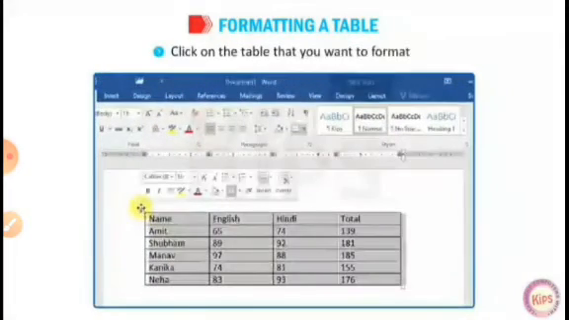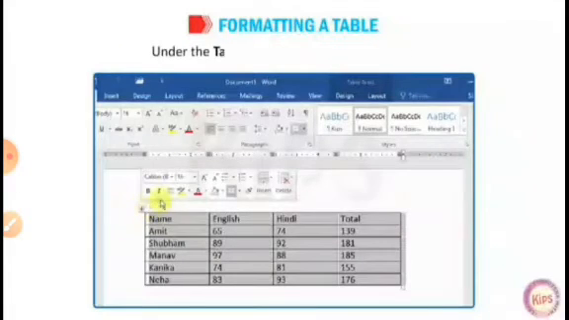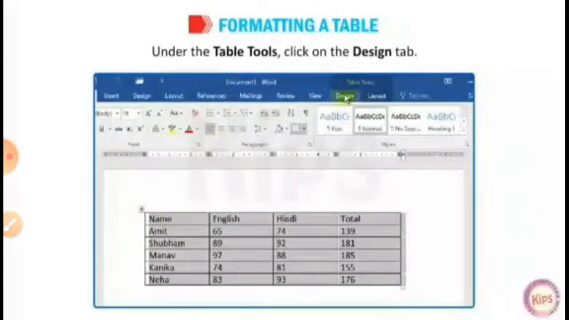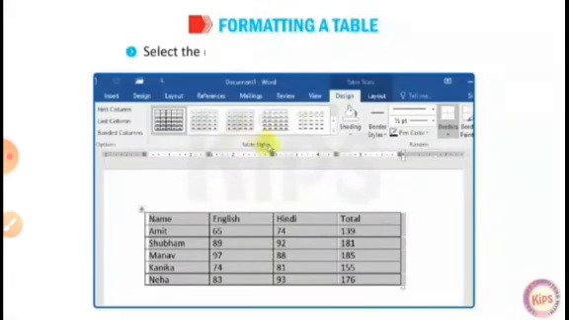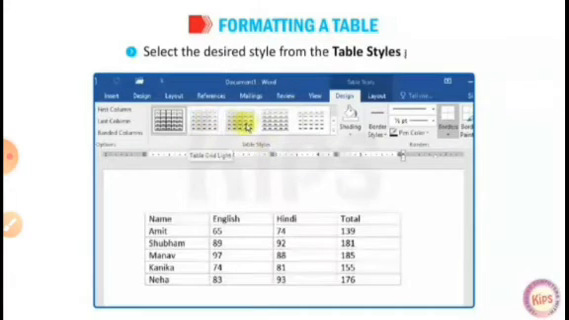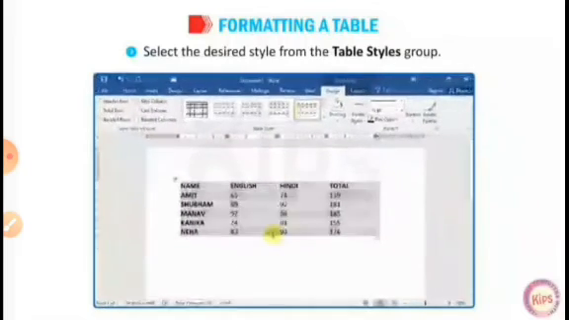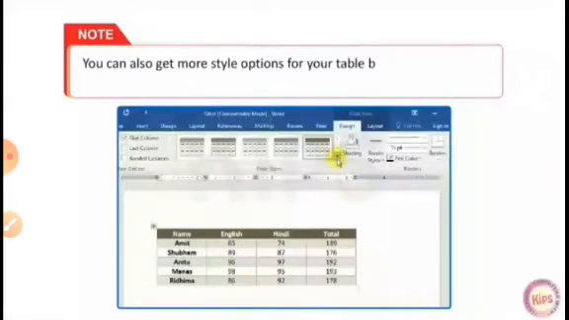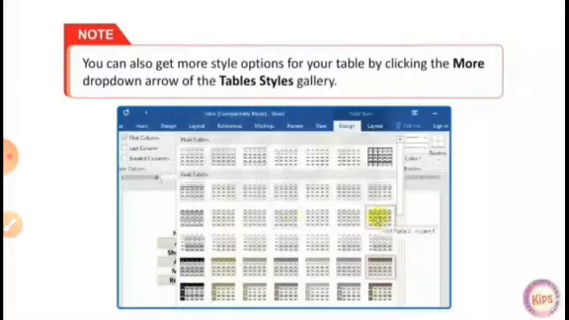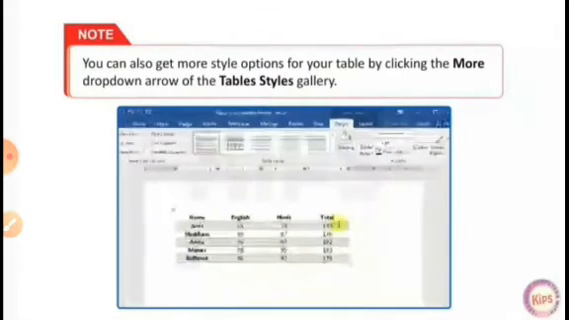Click on the table that you want to format. Under the Table Tools, click on the Design tab. Select the desired style from the Table Styles group. Now dear students, note it: you can also get more style options for your table by clicking on the More drop-down arrow of the Table Styles gallery.